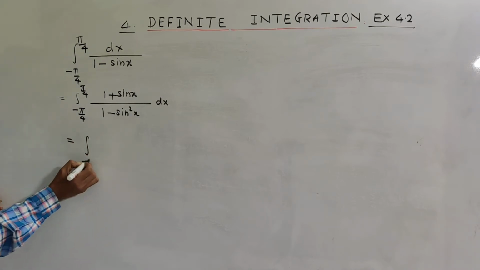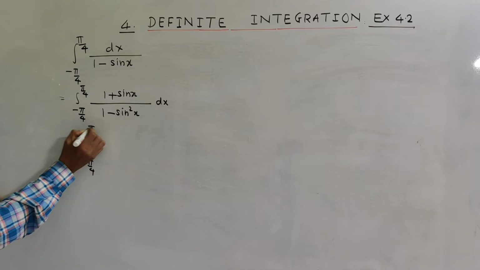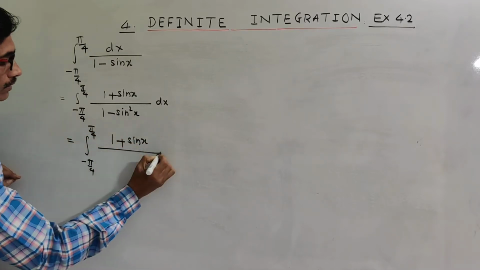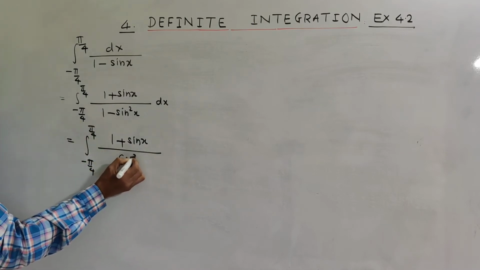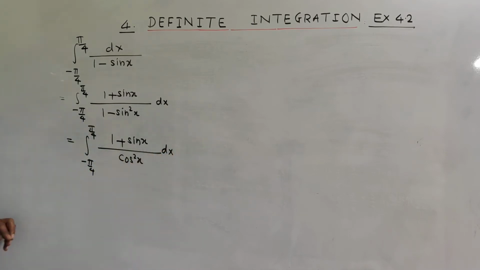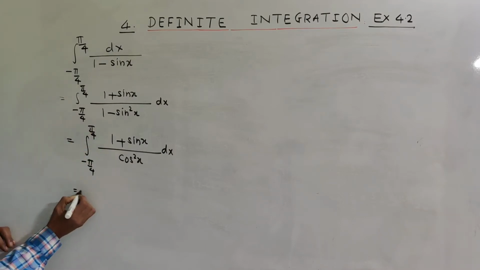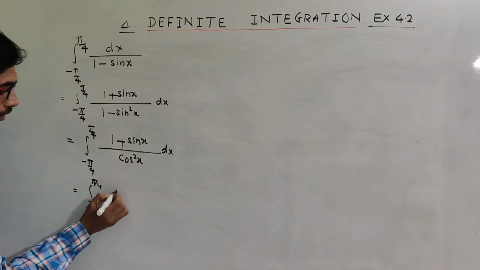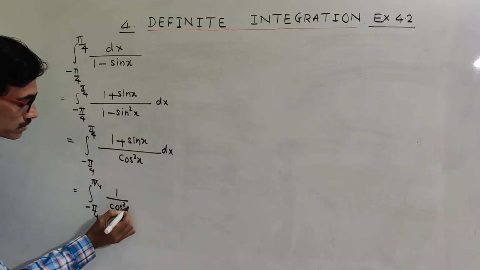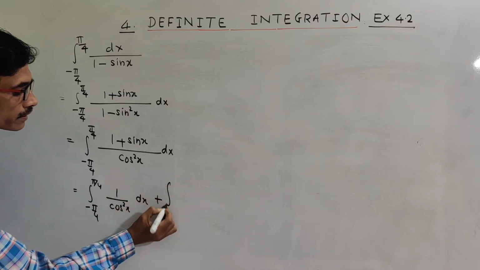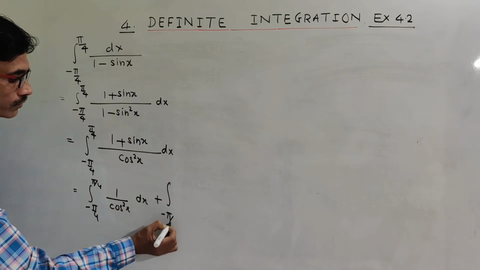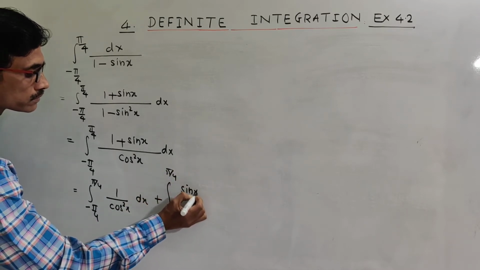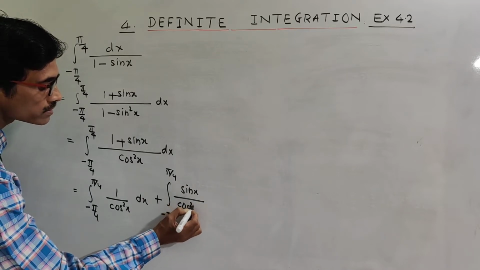This is minus pi by 4 to plus pi by 4, 1 plus sin x upon 1 minus sin square x, which is cos square x, dx. Now we separate it. It is the integral from minus pi by 4 to plus pi by 4 of 1 upon cos square x dx, plus the integral from minus pi by 4 to plus pi by 4 of sin x upon cos square x dx.